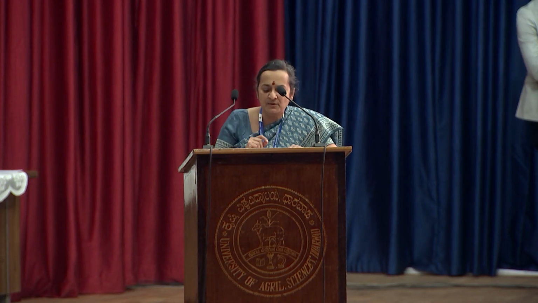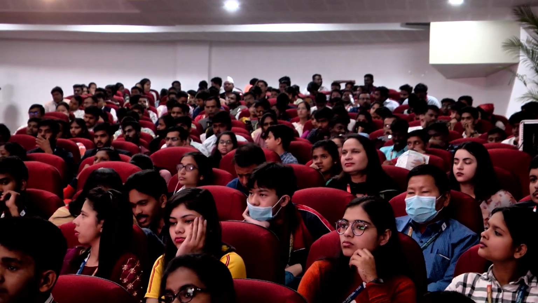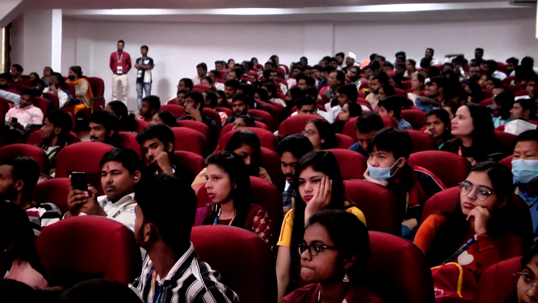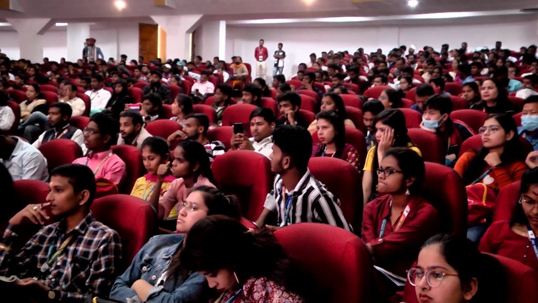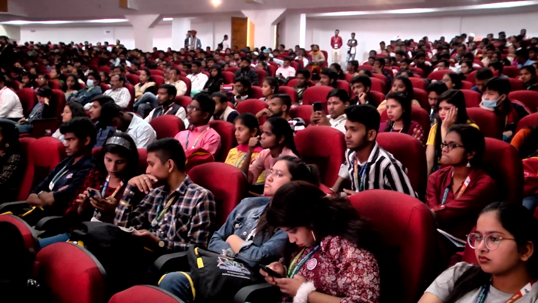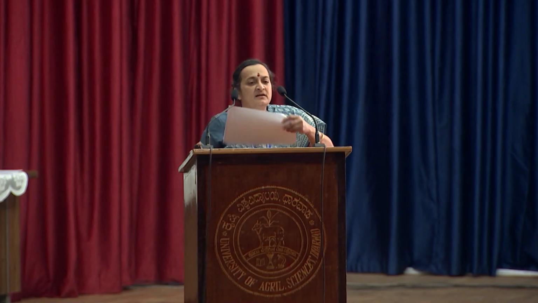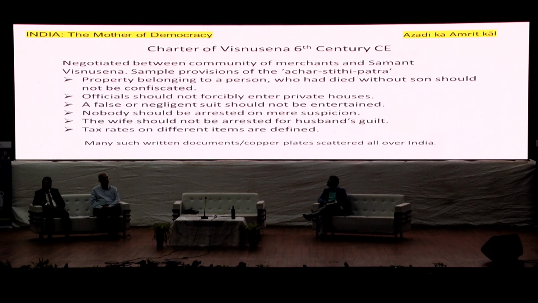There would be many people here from Gujarat. How many people are from Gujarat? Raise your hands. In Gujarat, in 592 AD, comes the Charter of Vishnu Sen. What is this charter of Vishnu Sen? Let's look at it. This charter of Vishnu Sen comes from the 6th century. This is negotiated between the community of merchants of Gujarat and Samant Vishnu Sen.